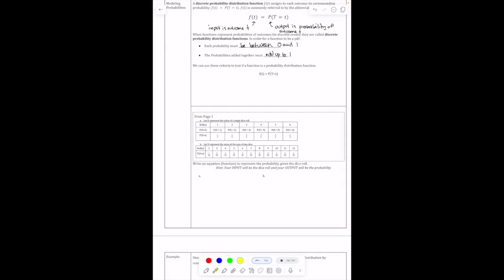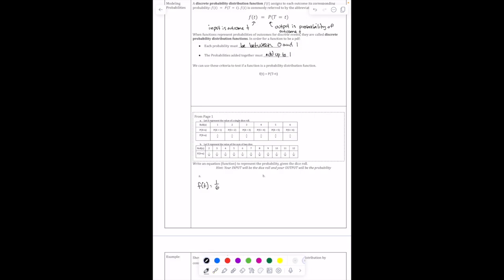So if we're back to our example A that we've been following along with, let x represent the value of a single dice roll. No matter what our input here is, as long as the input is a number on the dice, then it's a possible probability. So we can say our probability distribution function, f of t, equals 1/6. It's always going to be 1/6. It doesn't matter what our input is, our output is going to be 1/6. What we do need to do though is specify what our possible inputs are.